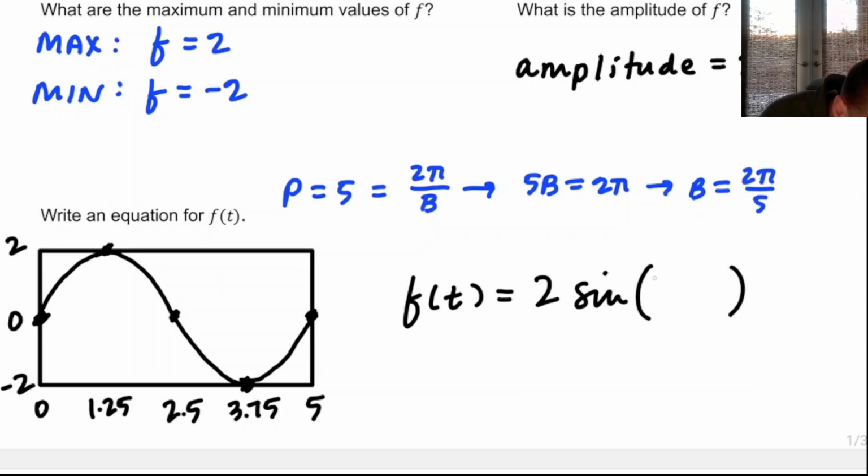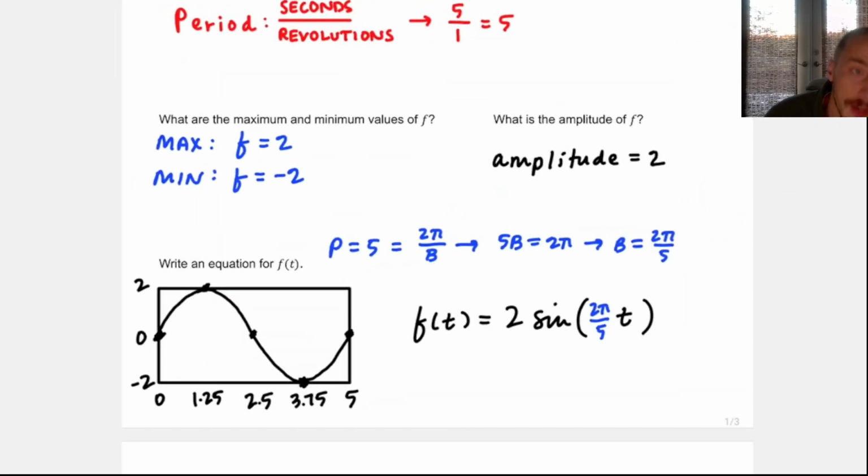Okay, and there's not going to be a phase shift because we're starting at t equals 0. We started at the midline while we were increasing. This is like an ideal scenario. So 2 pi over 5 multiplied by t minus 0. I'll just say that's my equation for f right there.